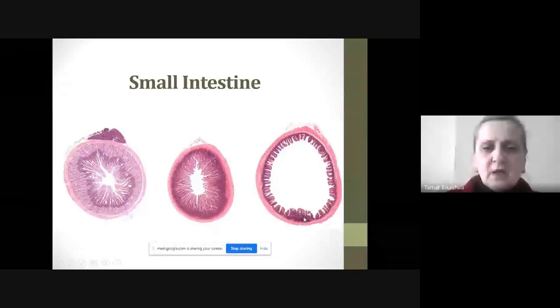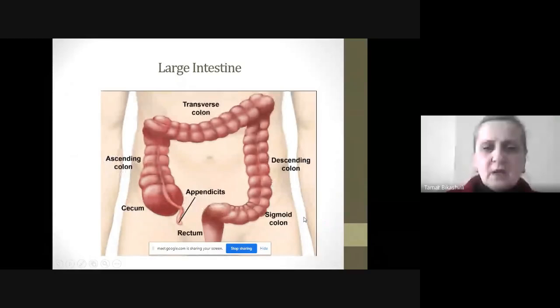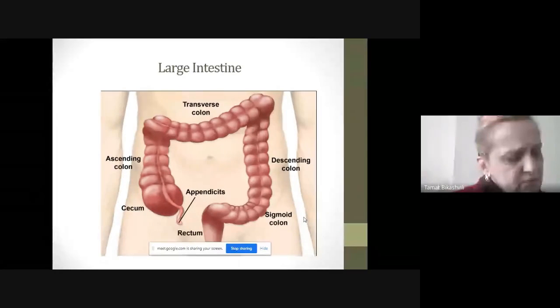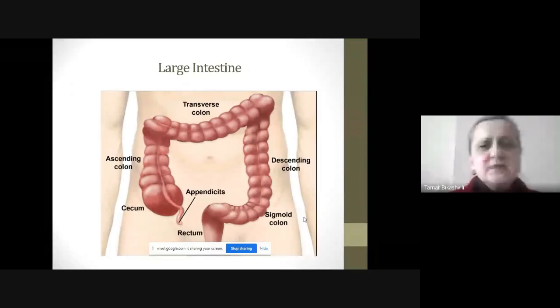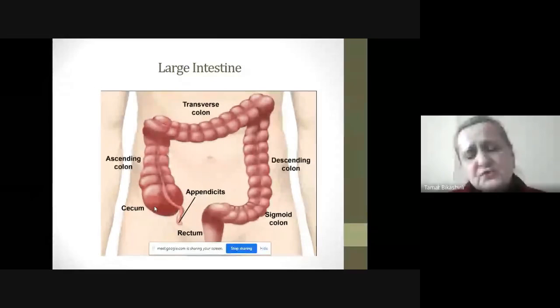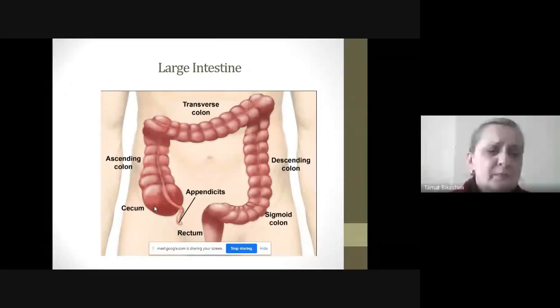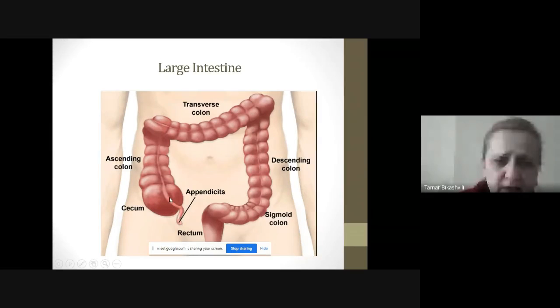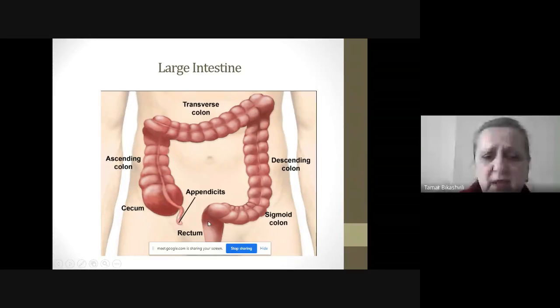I think this part is clear. Now about the large intestine. So, the parts of the large intestine. The large intestine is of course not so long a structure, but it is thicker. And the parts are the cecum, then the colon, and then the rectum here.